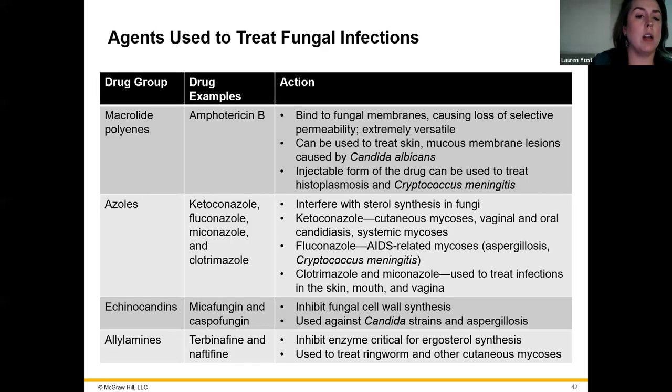Some big ones, the ones I want you to remember, there's only basically two categories. Amphotericin B. It is a macrolide, which we mentioned earlier. I won't test you on that, but just bringing it up again.